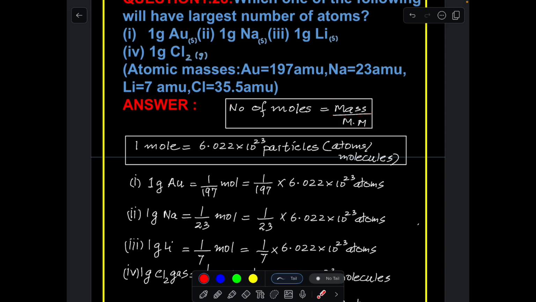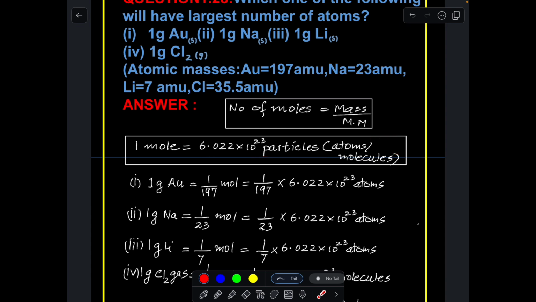And 1 mole of any substance is always equal to the Avogadro's number of particles, that is 6.022 into 10 raised to the power 23 particles. These may be atoms, these may be molecules, or anything else that we consider.